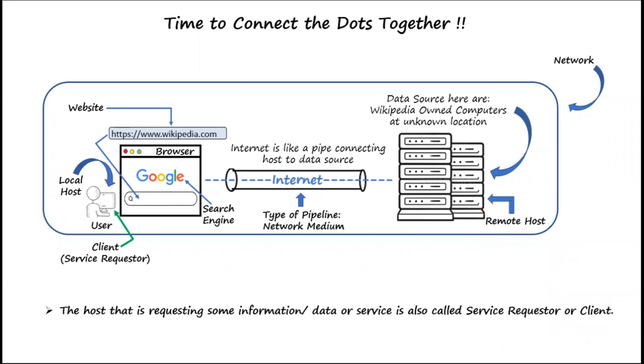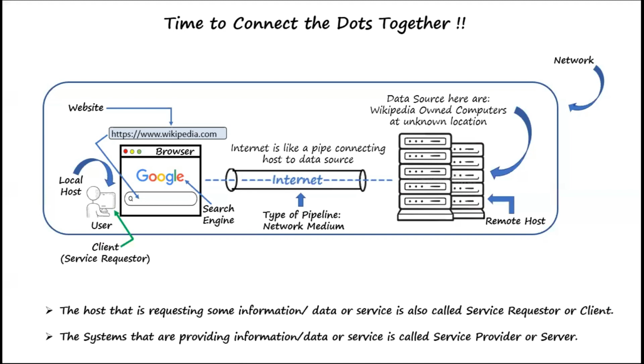And now the systems that provide those services, that provide that information, that provide the data are called service providers, and those are called servers. So here this becomes our server. What is a server? The service provider, the data provider, the information center. So this is the overall setup of how a particular client requests the information and gets the required information fulfilled.